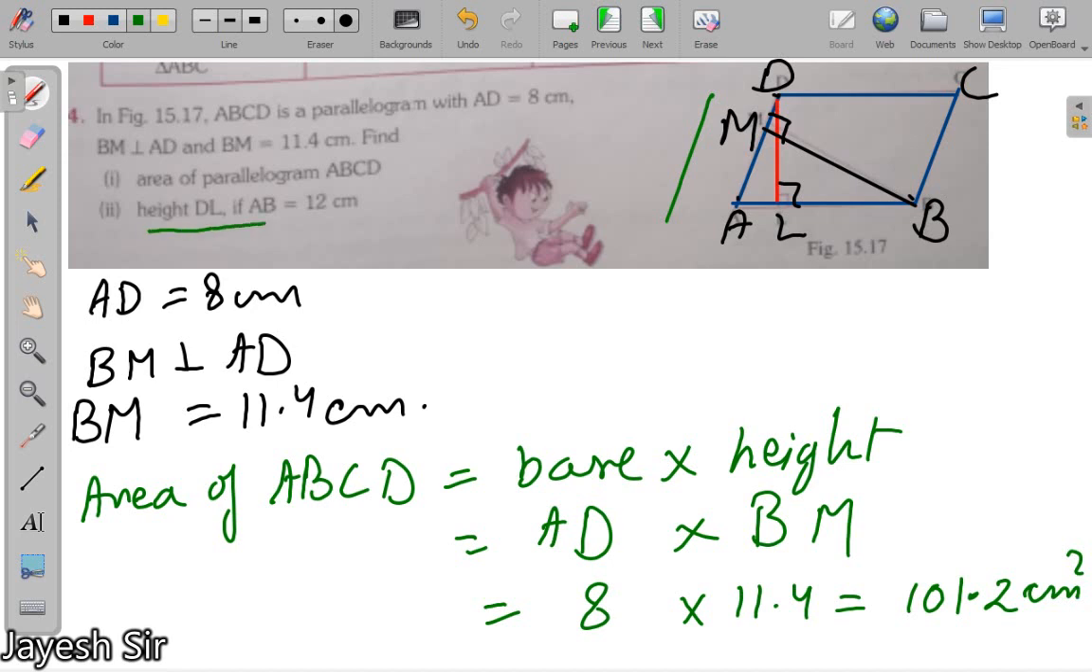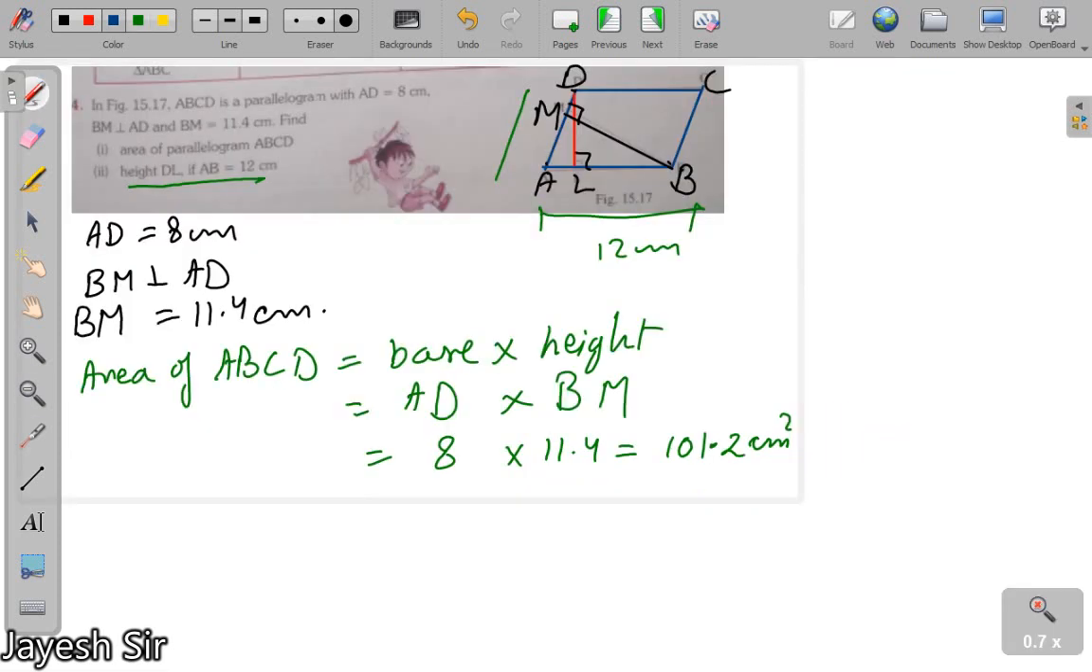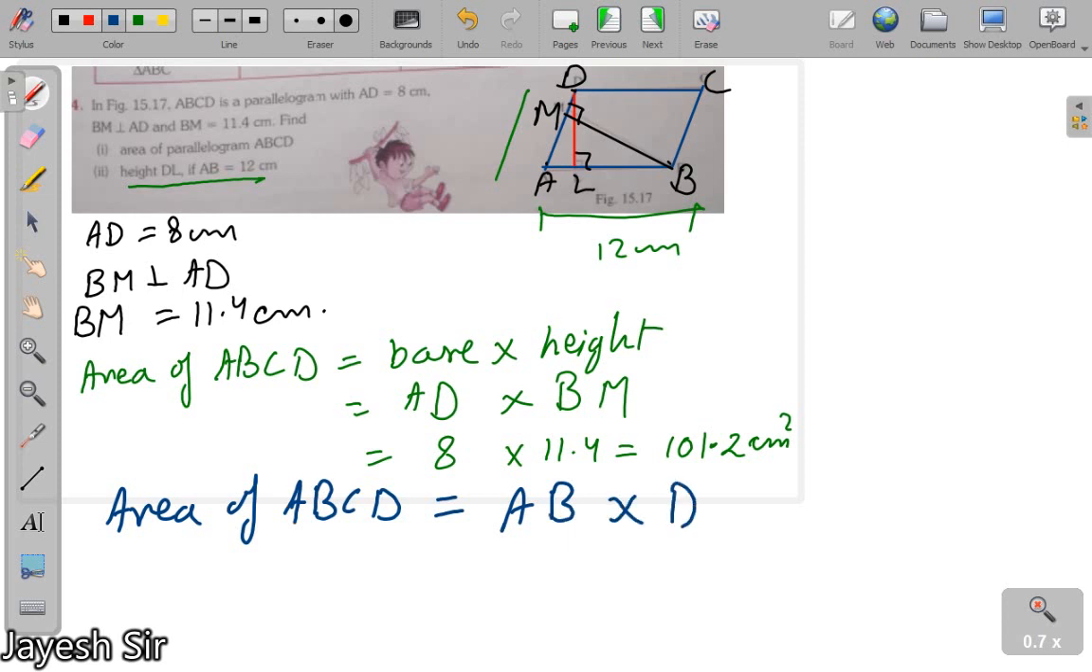Second part is you have to determine the height DL if base AB is given to you as 12 centimeter. Now, area of the same parallelogram, area of ABCD, can also be written by taking AB as base and DL as height.